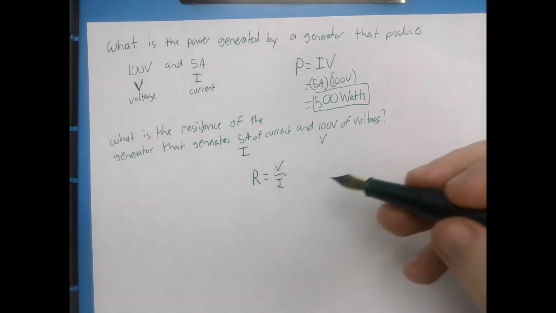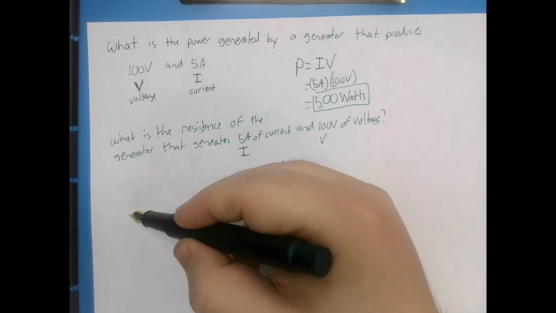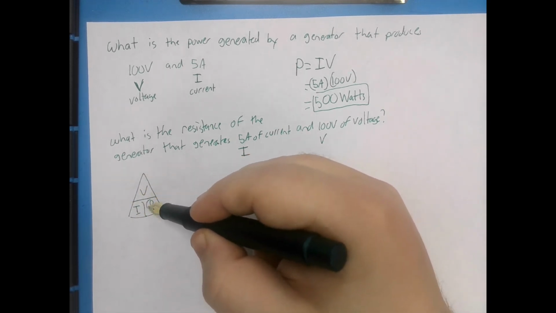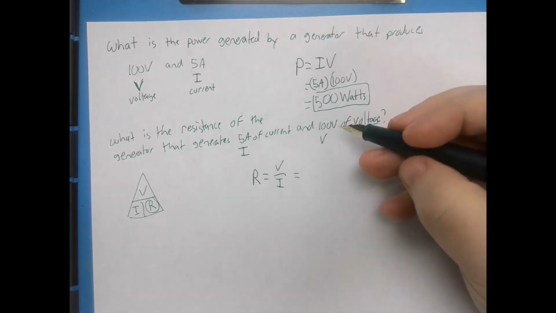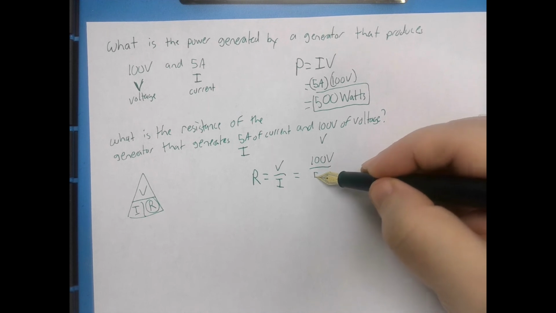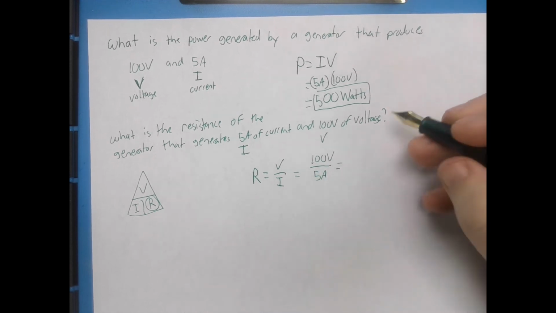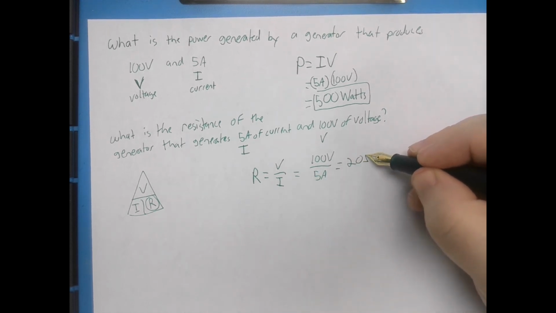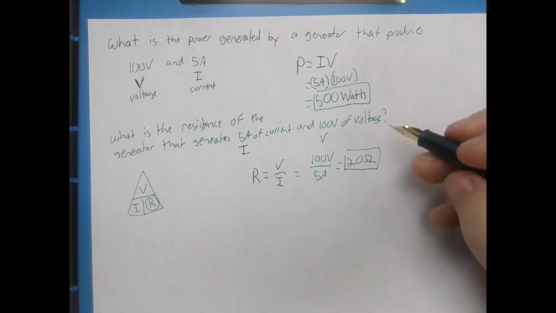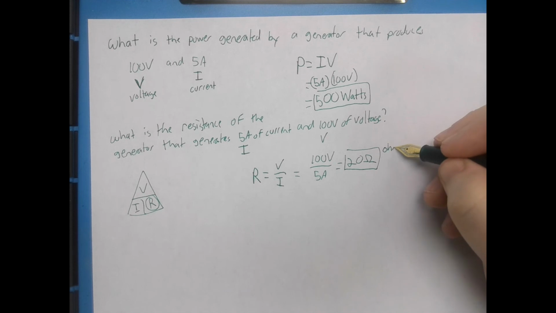This is from Ohm's law. Voltage is equal to current times resistance. So voltage is 100 volts. Current is 5 amps. So this is a 20 ohm resistance. And resistance uses ohms.